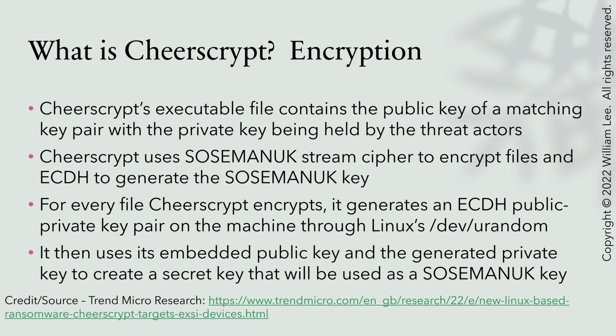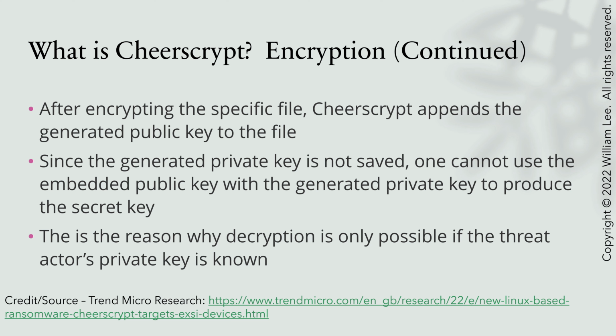Cheerscrypt's executable file contains the public key of a matching key pair with the private key being held by the threat actors. Cheerscrypt uses the Sosemanuk stream cipher to encrypt files and elliptic curve Diffie-Hellman to generate the Sosemanuk key. For every file Cheerscrypt encrypts, it generates an elliptic curve Diffie-Hellman public-private key pair on the machine through Linux's urandom device. It then uses its embedded public key and the generated private key to create a secret key that will be used as a Sosemanuk key. After encrypting the specific file, Cheerscrypt appends the generated public key to the file.